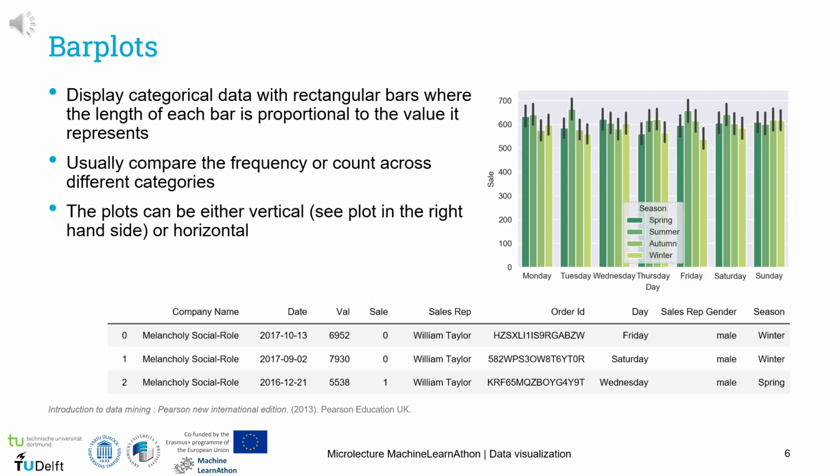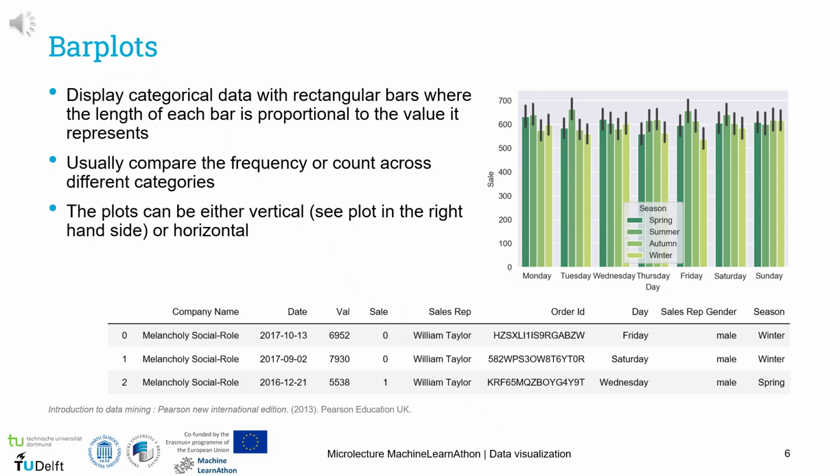Another very intuitive way to visualize data is bar plots. Bar plots usually compare categorical variables against a numerical value. In this case, we again work with the sales representative data set. It plots the sale frequency versus the day of the week, like Monday, Tuesday, Wednesday, etc. And also, which is not usual for a basic bar plot, against another categorical variable, which are the seasons, like spring, summer, autumn, winter.